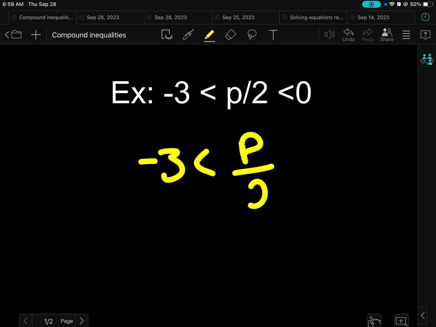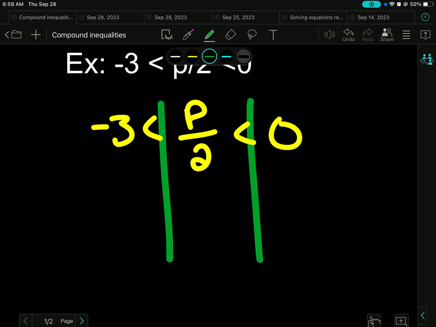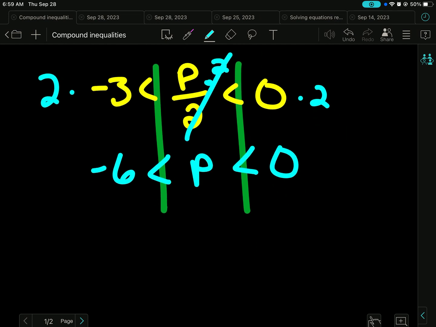I'm going to rewrite this as p over 2 just so I can see it a little bit better. And again, I'm going to draw my inequalities, my balance beams, I should say. And I'm going to say, what's stopping p from being by itself? That's 2. So I'm going to multiply both sides by 2. I'm going to get -6 is less than p because my 2's cancel out over 0. Again, I don't have to flip my inequalities because I didn't divide by a negative or multiply by a negative. And since p is by itself, we can go ahead and graph it.